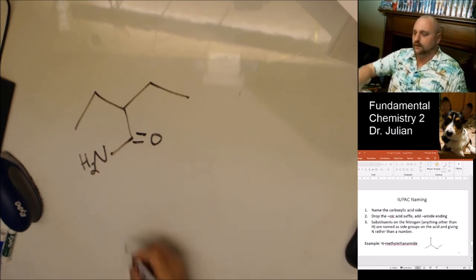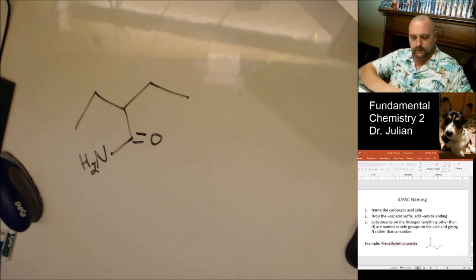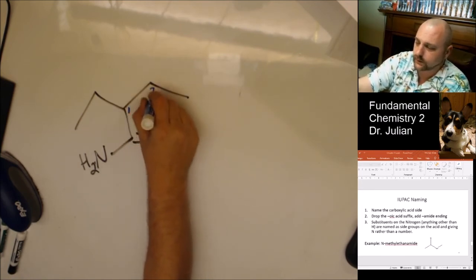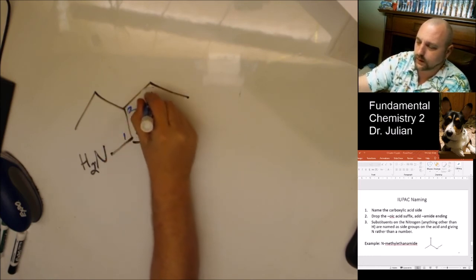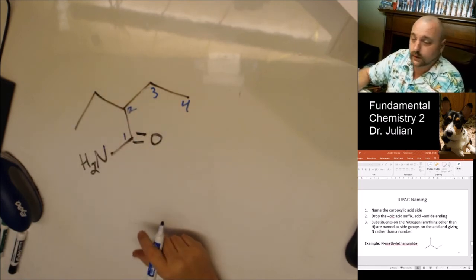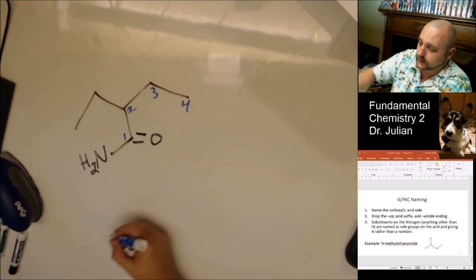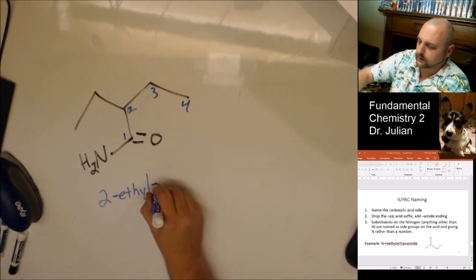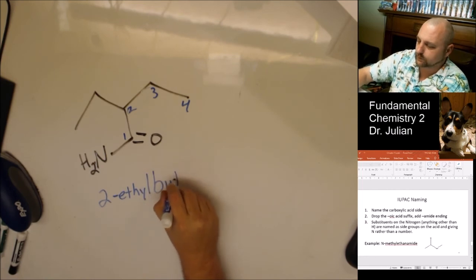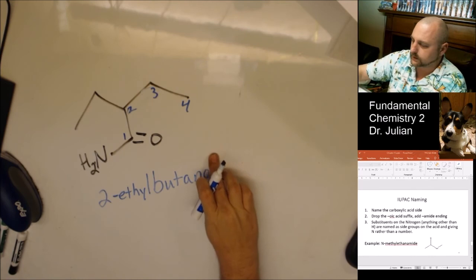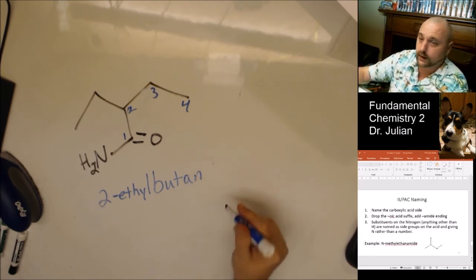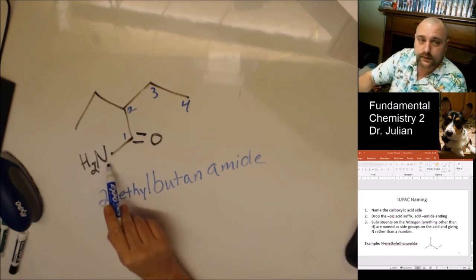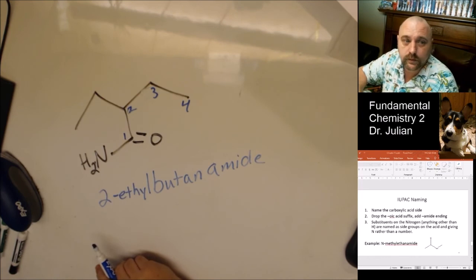So I'll put 2 nitrogens there just to make life a little easier for us. So we've got a carboxylic acid here. 1, 2, oh, sorry. 1, 2, 3, 4, with an ethyl on it. So our carboxylic acid would have been a 2-ethyl butanoic acid. And then I'm going to take the oic and acid off and put amide. And then we also have nothing on the nitrogen, so that's it. It's 2-ethyl butanamide.